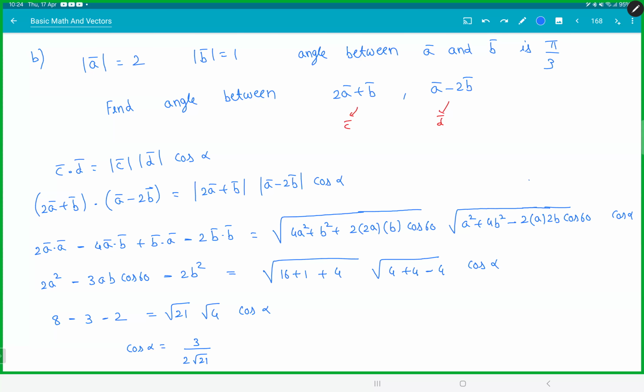If you're confused, please ask me. The previous one was easy because cos 90 became 0 here. Cos 60 we have to include everywhere. Be careful with the calculation. So these are one of the tough ones that you can ask, because you have two concepts: one is a dot product and one is a parallelogram law of vectors.